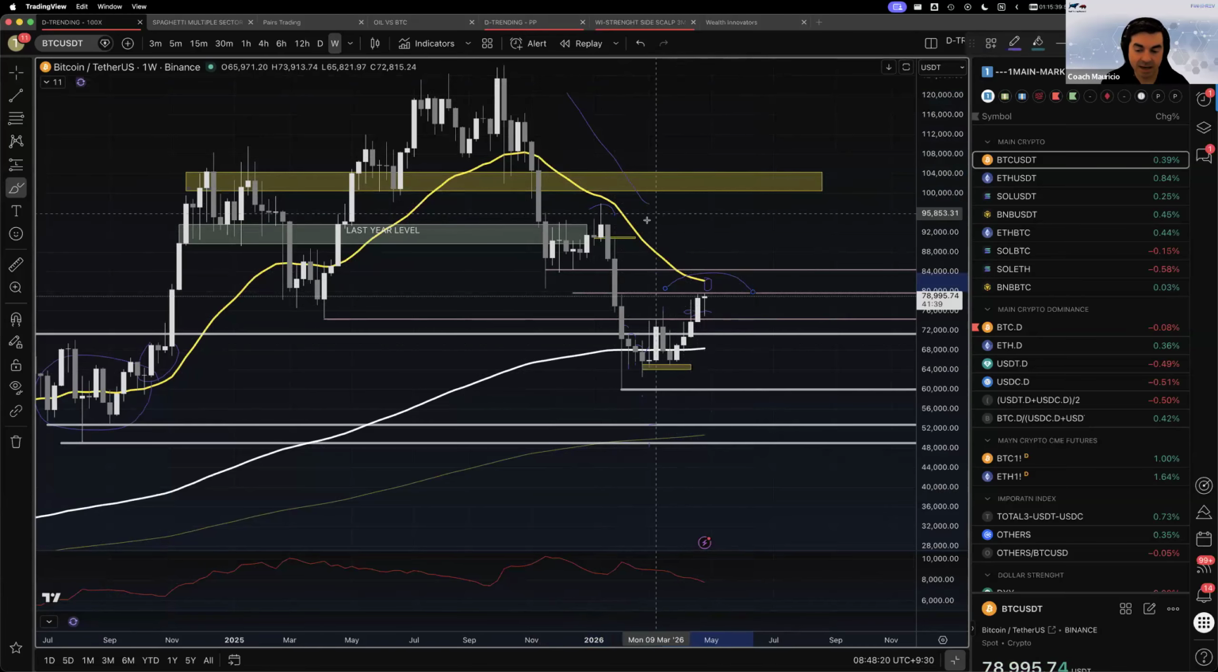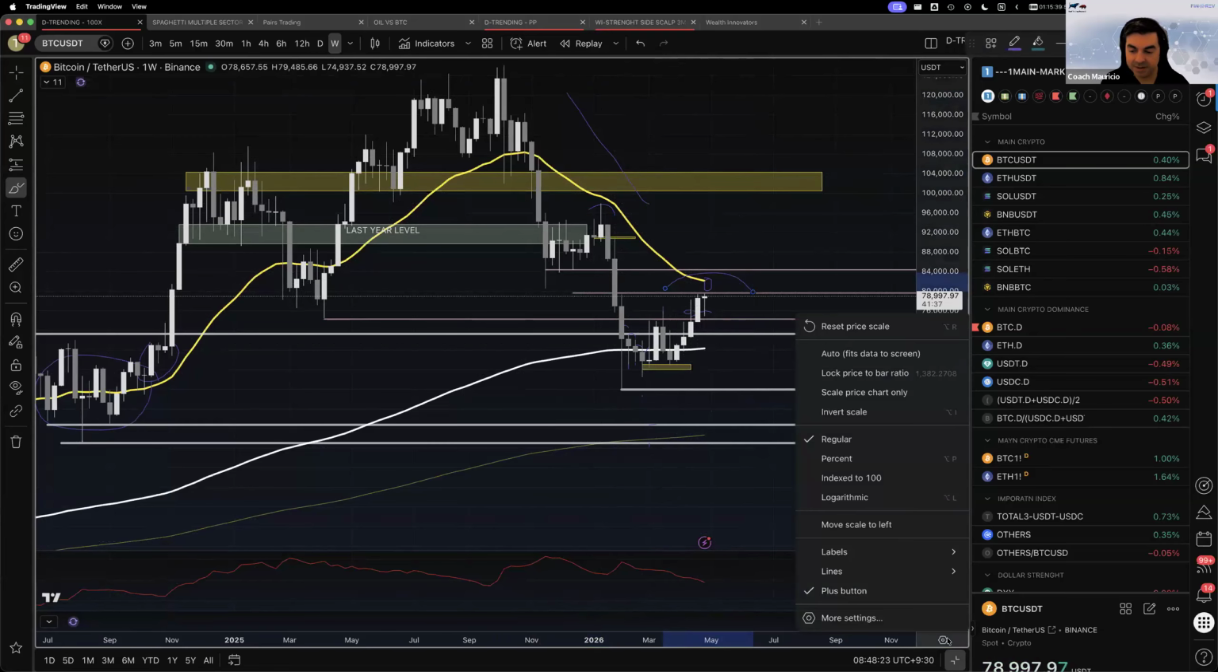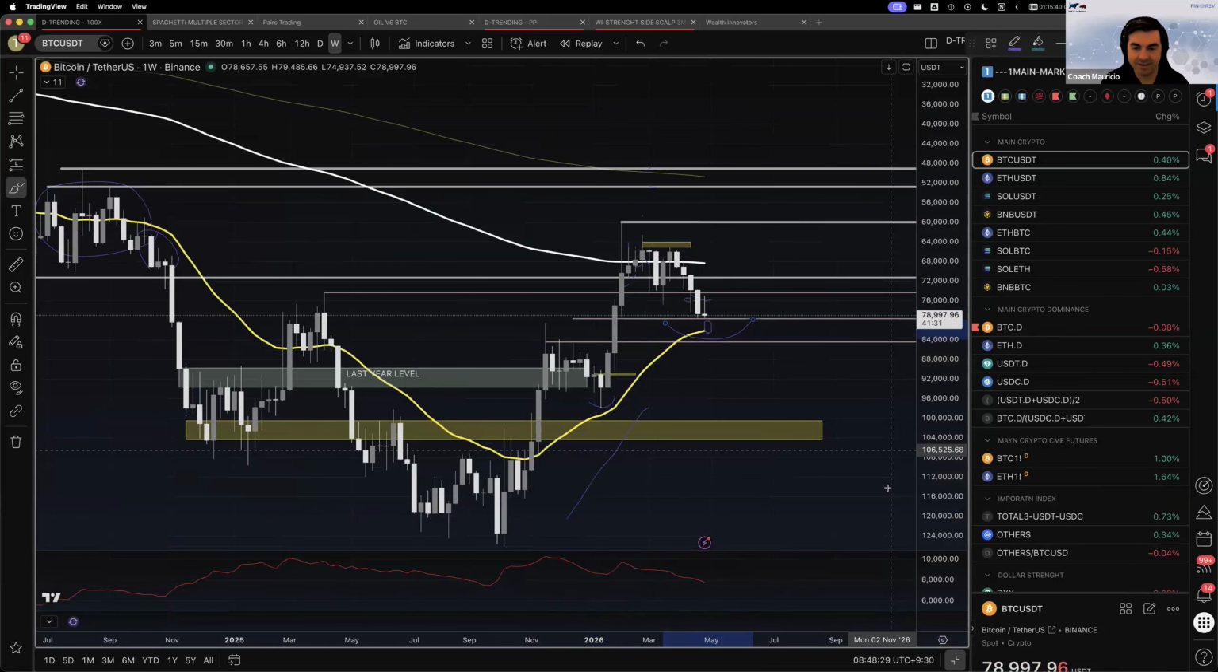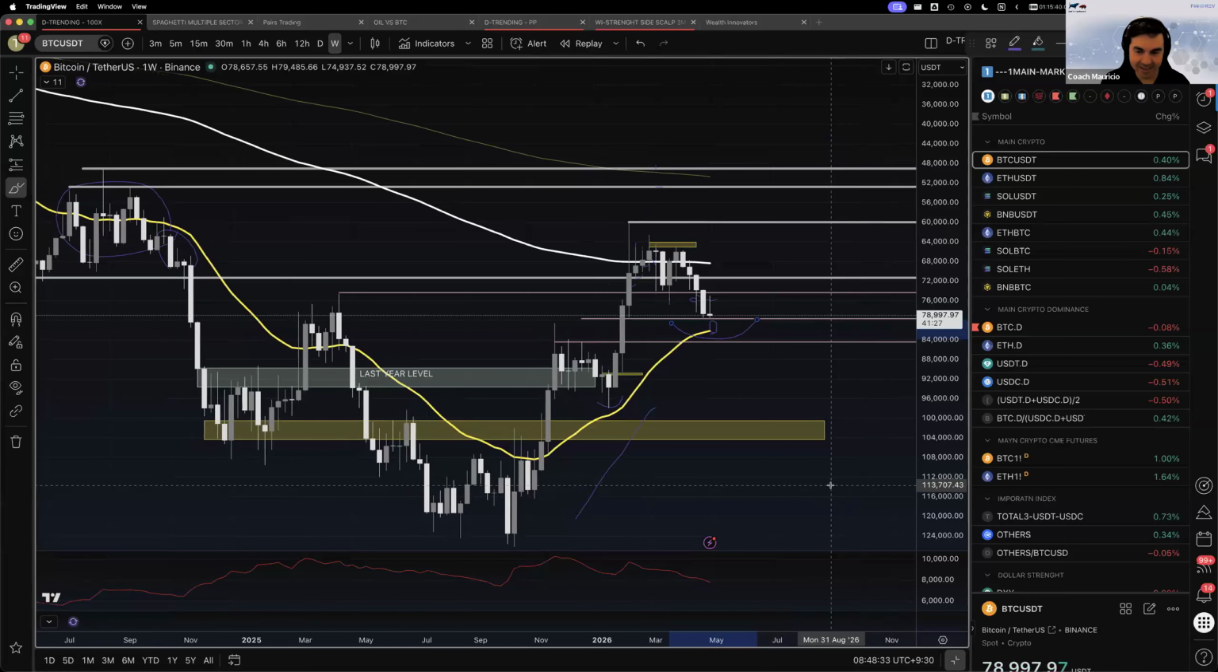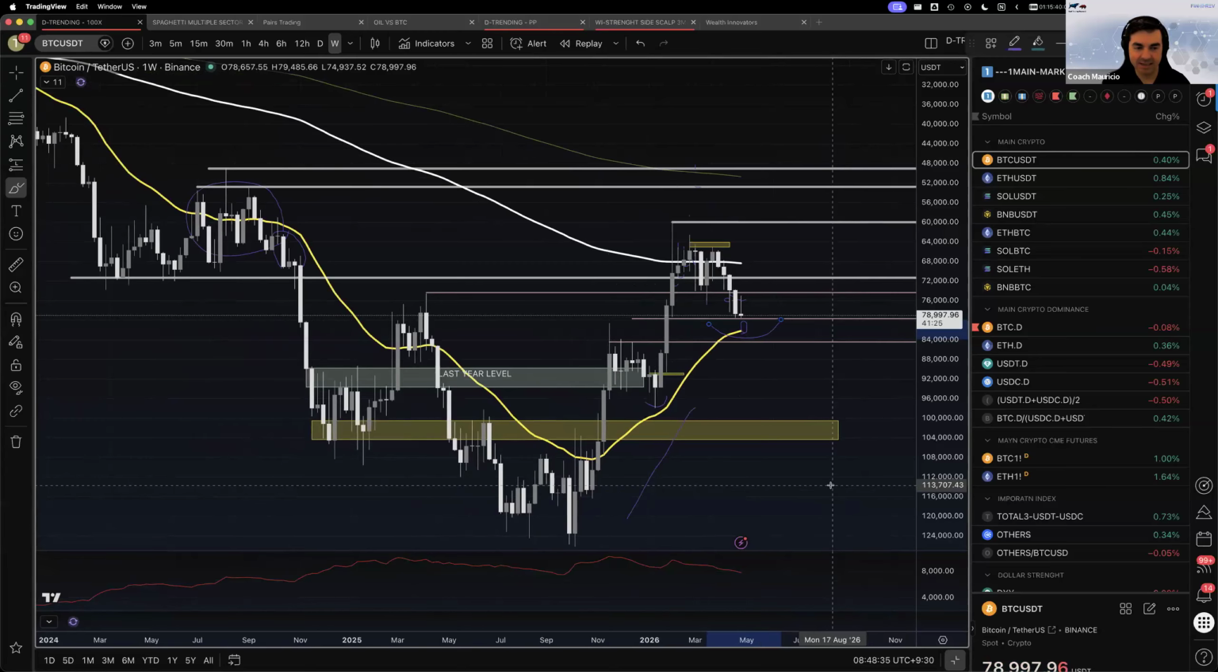Would you agree? And let me give you the brain fuck right here. Let me invert the scale. Now we're inverting the scale here. What do you guys see here? Right? So I'm inverting this. So now do you see the same bullish pattern, or what do you see?